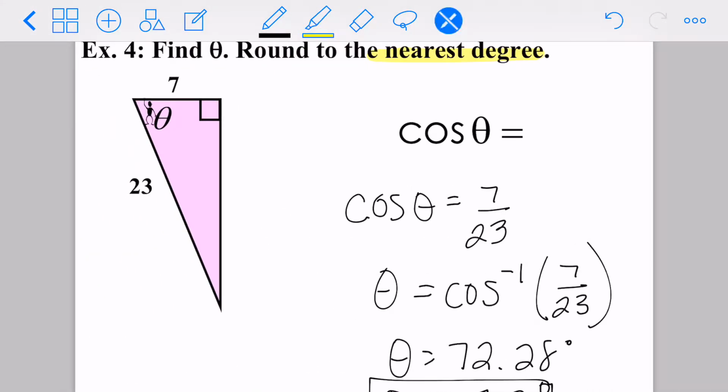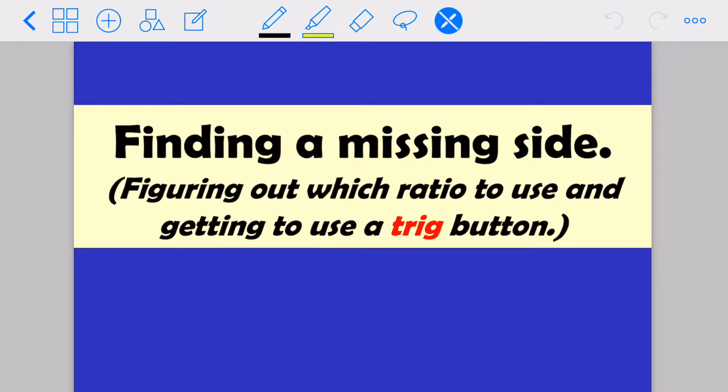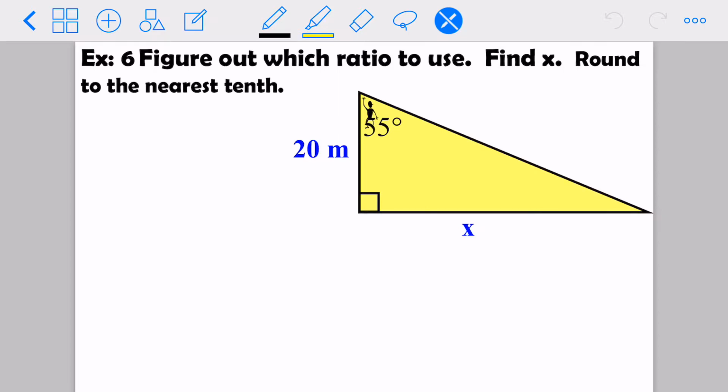All right, so now what if we're missing a side? So let's try some of these. If we're missing a side this time, we need to find our x.